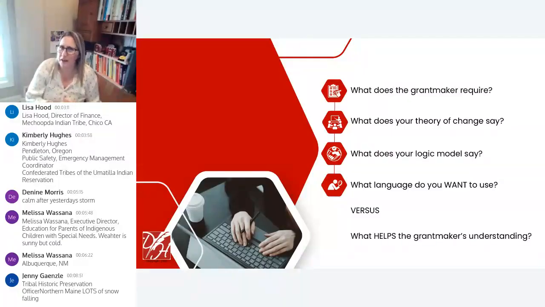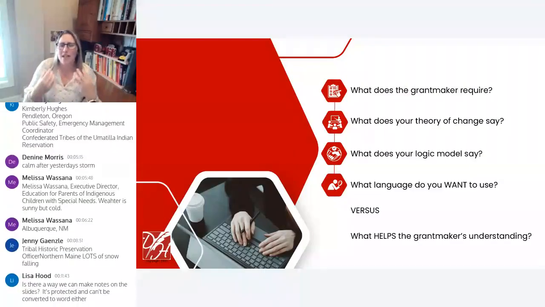Have you caught on to the trend? There's what the grant maker wants, what they're asking for in the language they use, and then there's the language we want to use. And somewhere along the way, what we need to really come to terms with as an organization is, what is it we can say, therefore, what is it that we will type and write that will help our grant maker have the best understanding?